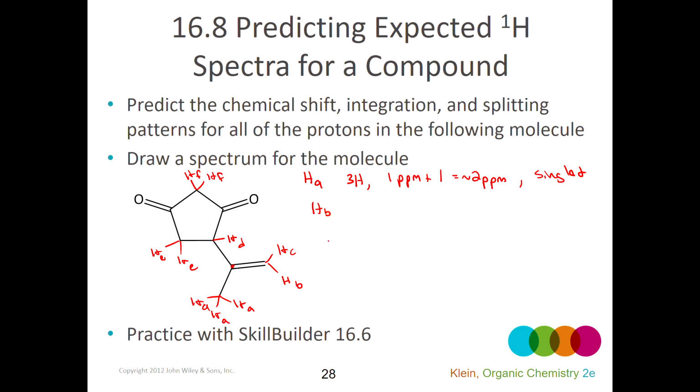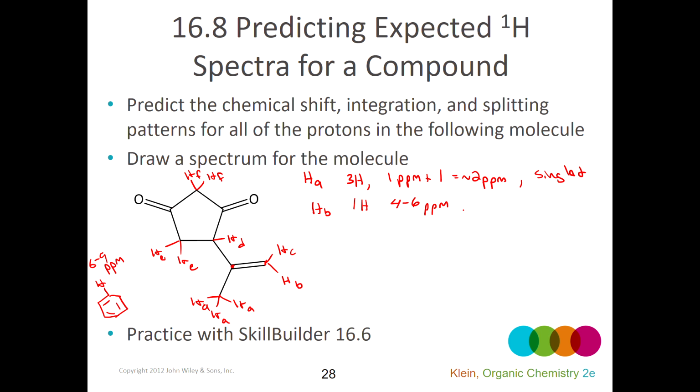HB. HB would give an integration of 1 relative to HA because there's only 1 hydrogen giving that signal compared to 3 for the other signal. What would its shift be? Well, it's on an sp2 hybridized carbon. If it's on an alkene, I expect it to be between 4 and 6 ppm. If it were on an aromatic ring, which is also like an alkene, then I would expect to see between 6 and 9 ppm. So there's a slight difference between whether it's on a standard double bond or whether it's part of a ring of alternating double and single bonds. That's what I expect for B.